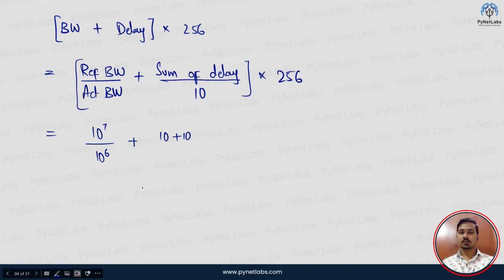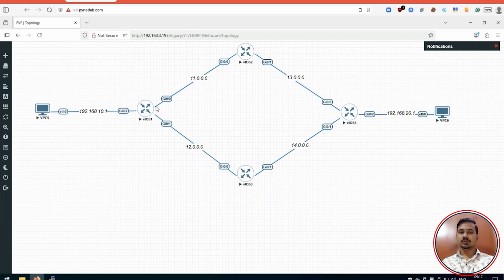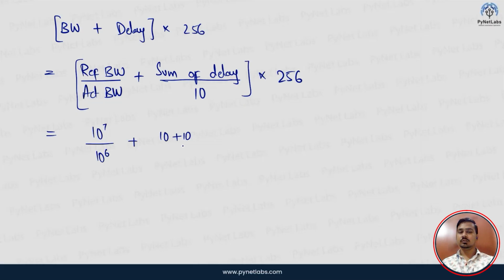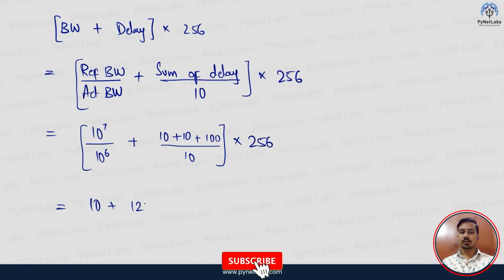If I go back to the lab, this is one exit interface, gig 0/0. Then the other exit interface is gig 0/1, and the last exit interface is gig 0/2. These two 10s are for gig 0/0 and gig 0/1. Then here we have 100 microseconds for the Fast Ethernet interface, and this whole thing is divided by 10. If you do the calculations here, we get 10 plus 120 divided by 10.